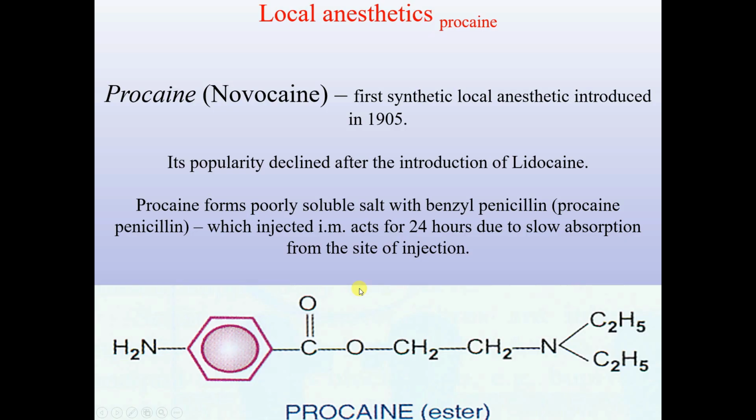Next representative is procaine. Procaine or novocaine. First synthetic local anesthetic, introduced in 1905. Its popularity declined after the introduction of lidocaine. Procaine forms a poorly soluble salt with benzyl penicillin, procaine penicillin, which injected IM acts for 24 hours due to slow absorption from the site of injection. And below you can see the formula of procaine, which is a steric representative.